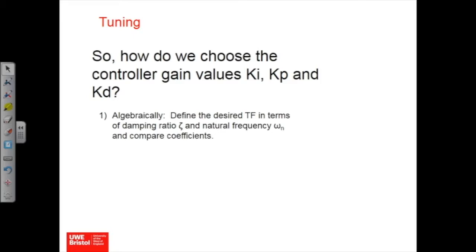You've got the actual transfer function, which hopefully has got some variability in it. You can choose Ki, Kp, Kd, and all you need to do is make the two the same by comparing coefficients.